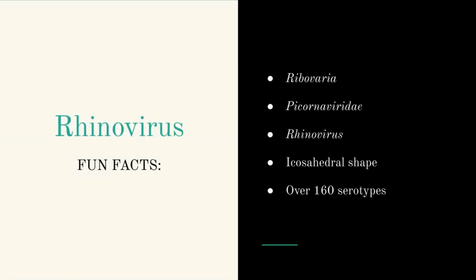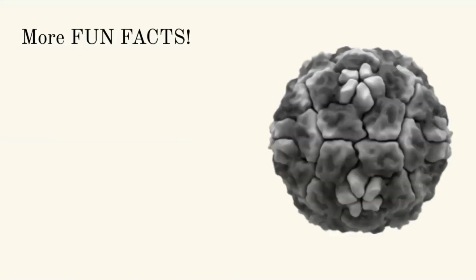The rhinovirus is from the kingdom Riboviria, the family Picornaviridae, the genus Rhinovirus, and it's an icosahedral shape. And actually, there are over 160 serotypes or strains of the rhinovirus. And this is due to the antigen arrangement on the surface of the virus. There are so many different variations of it. This is actually part of what makes it so hard for us to figure out how to vaccinate against the rhinovirus.